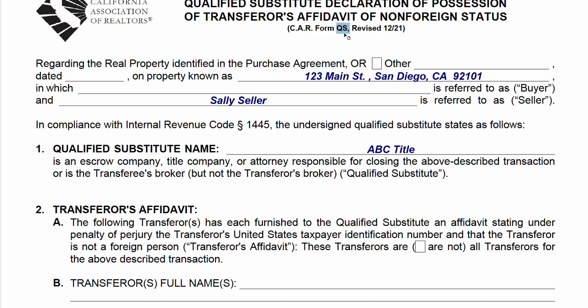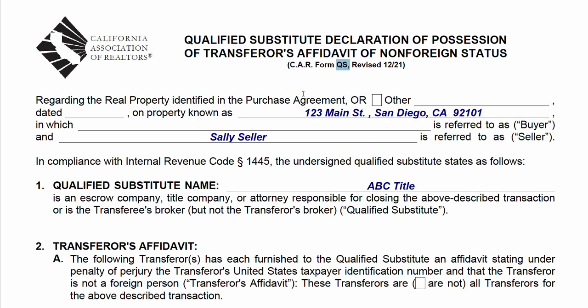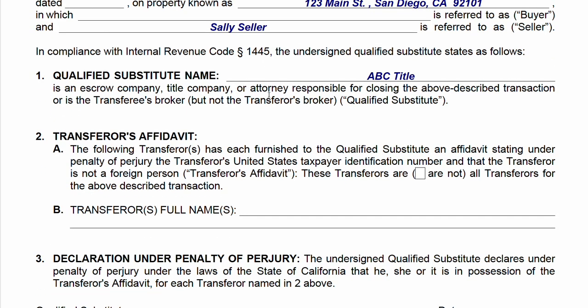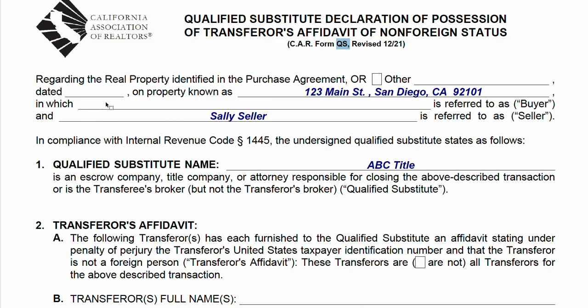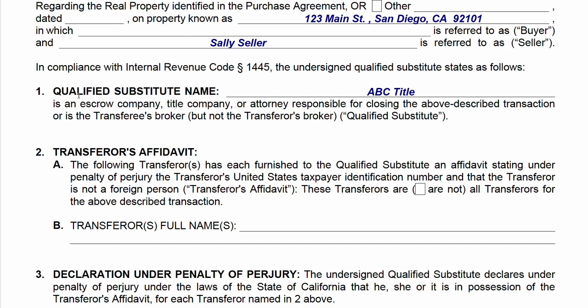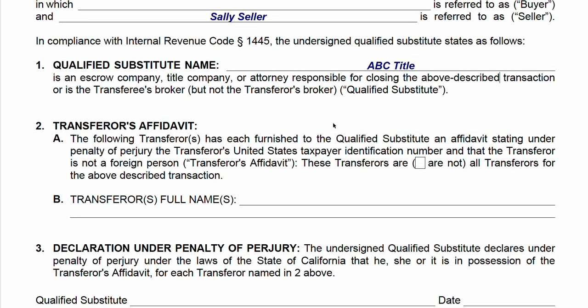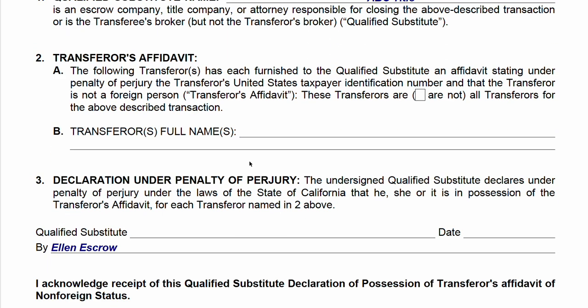And the in-house transaction coordinators know the easiest thing you can do for the FIRPTA requirement is simply fill out a QS. That's it. Fill out a QS, and I'll show you how. Go ahead and put the date of the purchase agreement, property address, names of the parties. Very easy. Qualified substitute name, the escrow's name. I just wrote an ABC title. Write an escrow's name. Transfers affidavit.